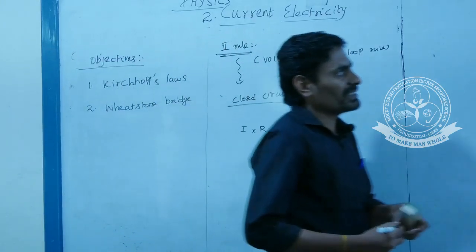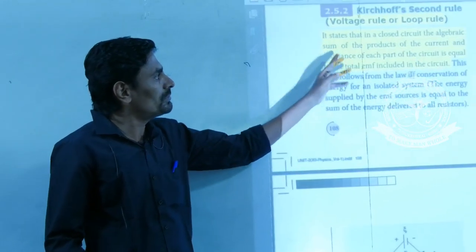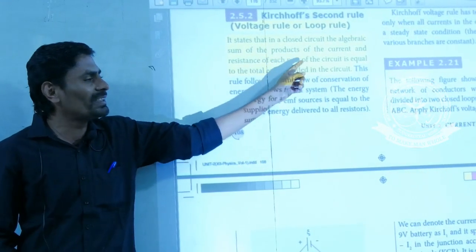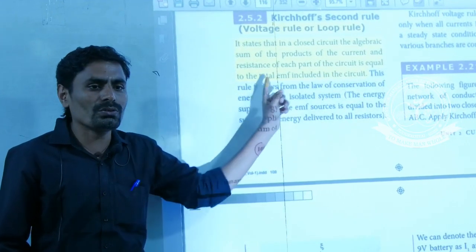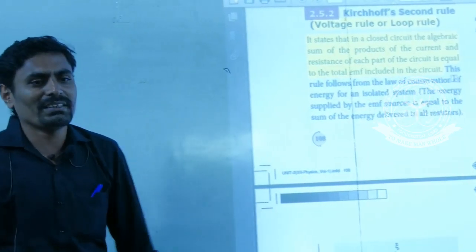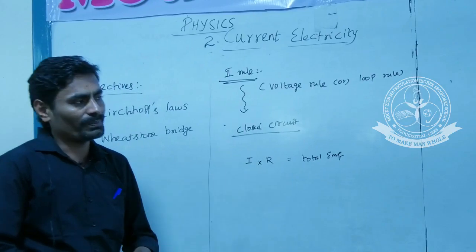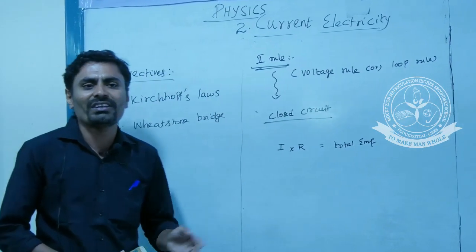Kirchhoff's second rule states that in a closed circuit, the algebraic sum of the product of the current and resistance of each part of the circuit is equal to the total EMF included in that circuit. It is called Kirchhoff's voltage rule or loop rule. It is a statement of the law of conservation of energy.